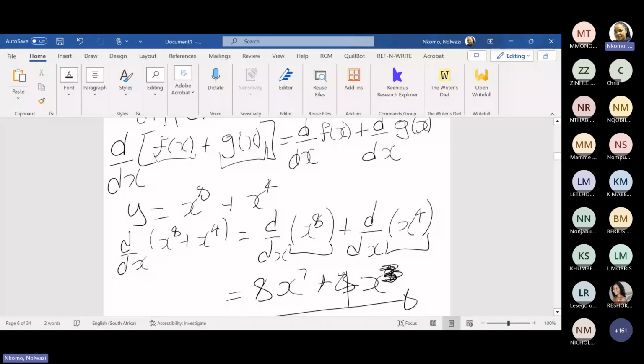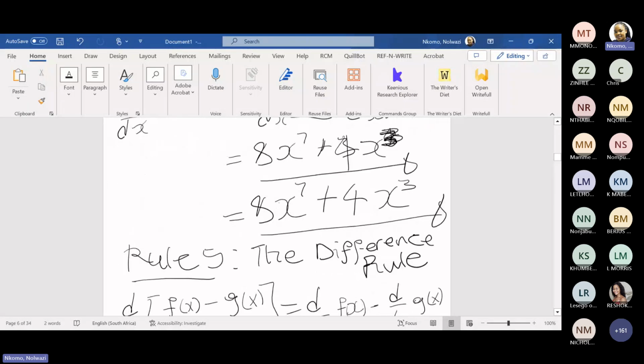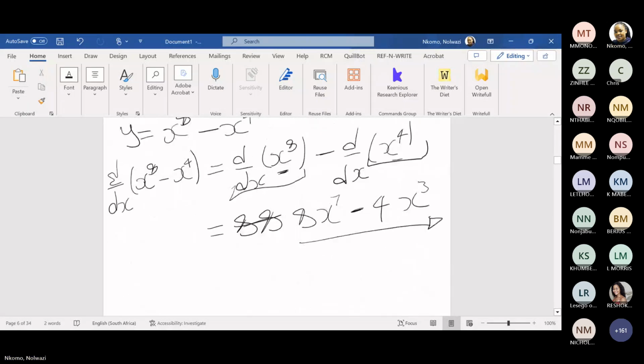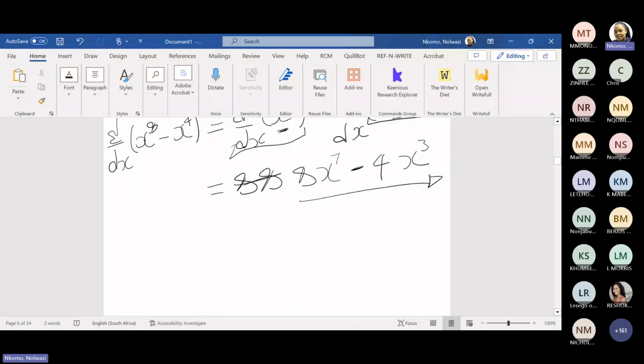Yes, the only difference is the sign. In the one, you're finding the difference. In the other one, you're finding the sum.